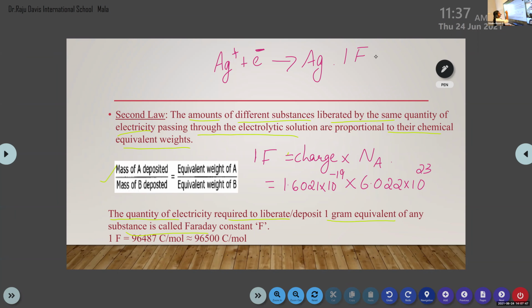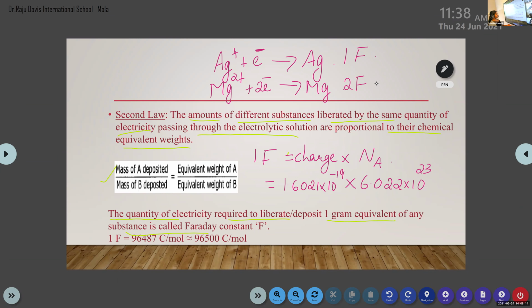If I am writing another one, Mg2 plus plus 2 electrons gives Mg, then what about this one? How much quantity of electricity will be produced? Anna? Yes, 2 Faraday. So it's very simple.